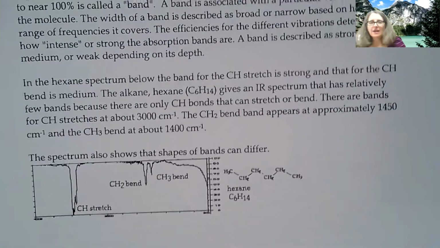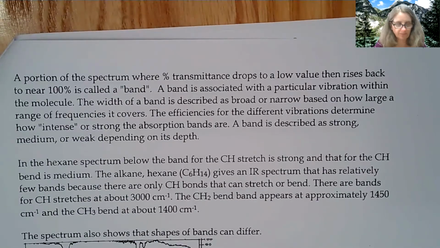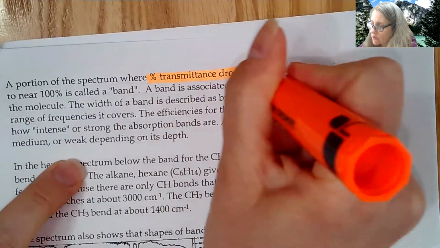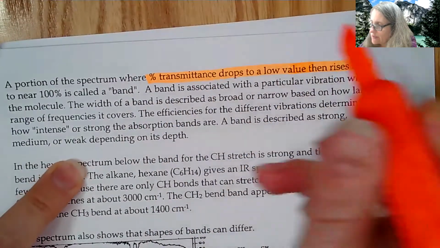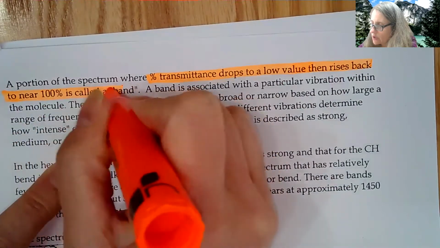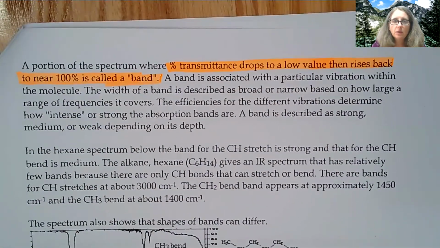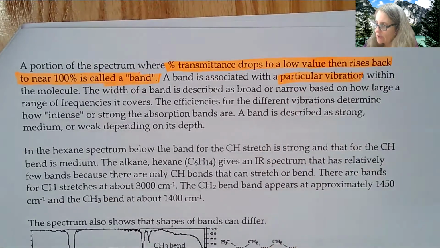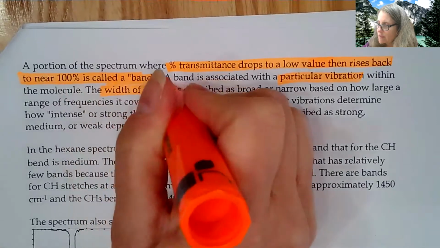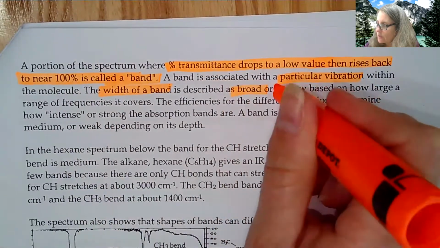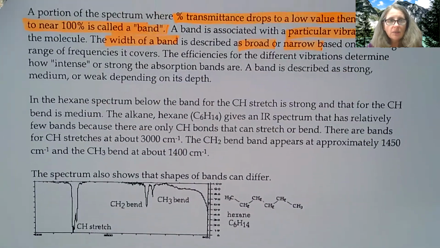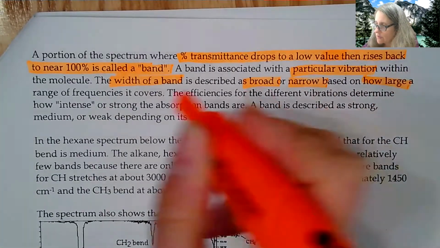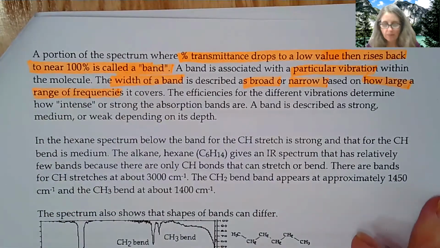So go back to the top of this page in particular, and let's highlight a couple things. The portion of the spectrum where the percent transmittance drops to a low value, then rises back near to 100% is called a band. So that's what we're going to be looking at. A band is associated with a particular vibration within the molecule. Now the width of the band is described as either broad or narrow. It depends, again, on how large the range of frequency it covers. So that is what's going to change how it behaves.